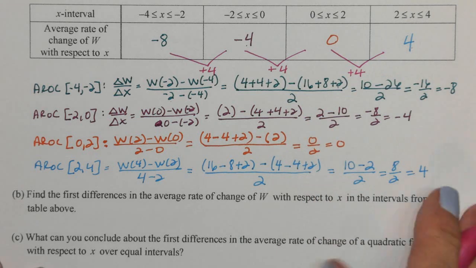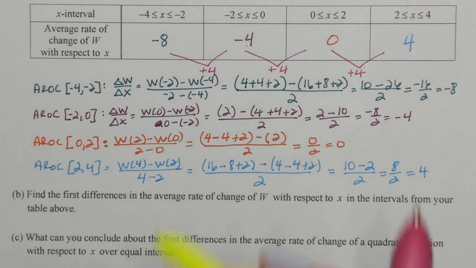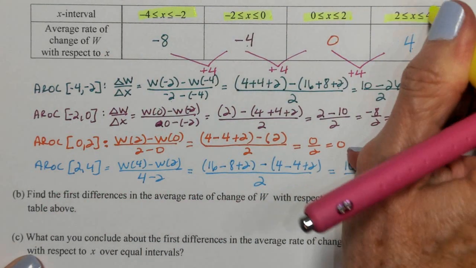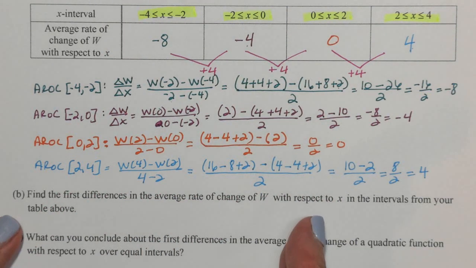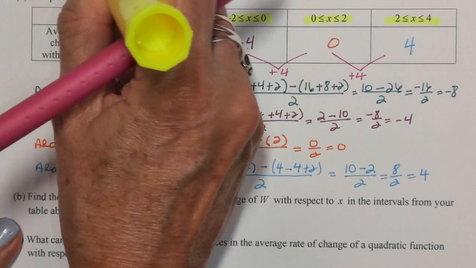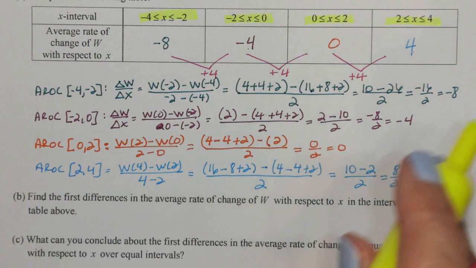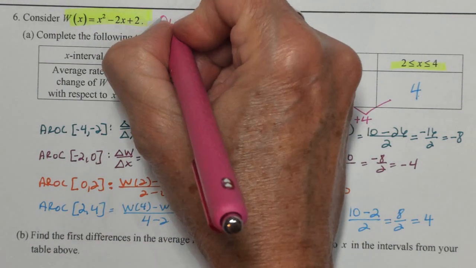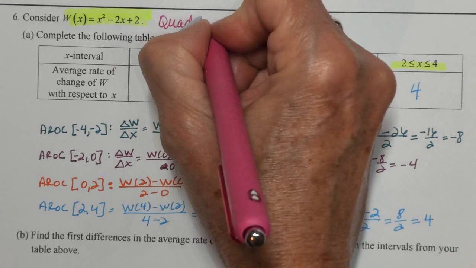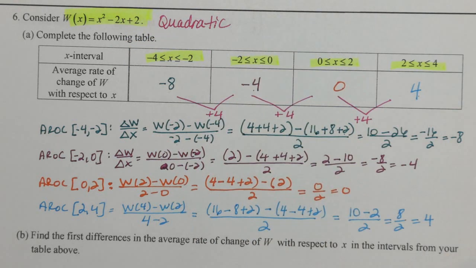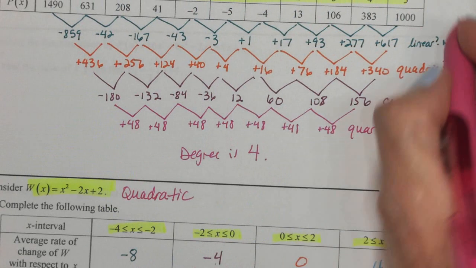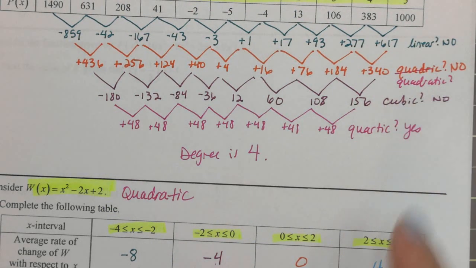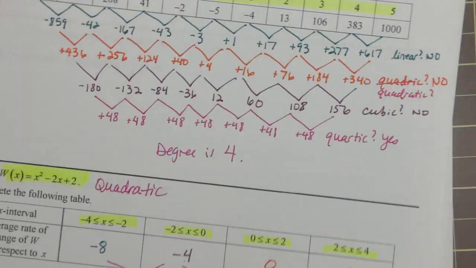They're always 4. So notice that these intervals are evenly spaced again, and our function was quadratic. Oh, I know I spelled this wrong. Quadratic. Okay, go fix that.